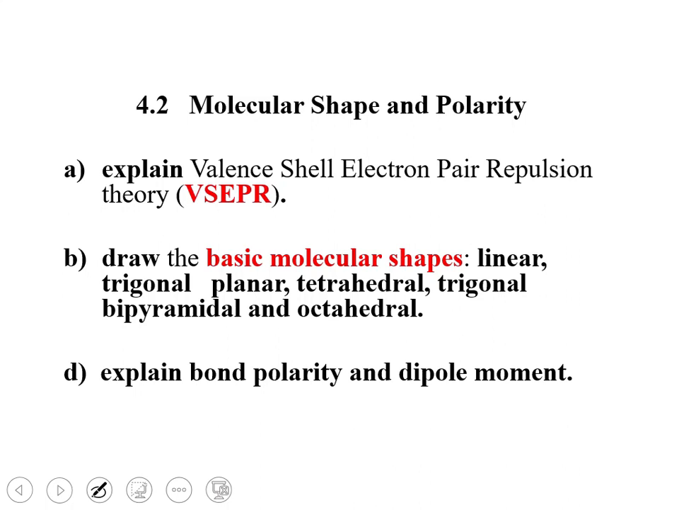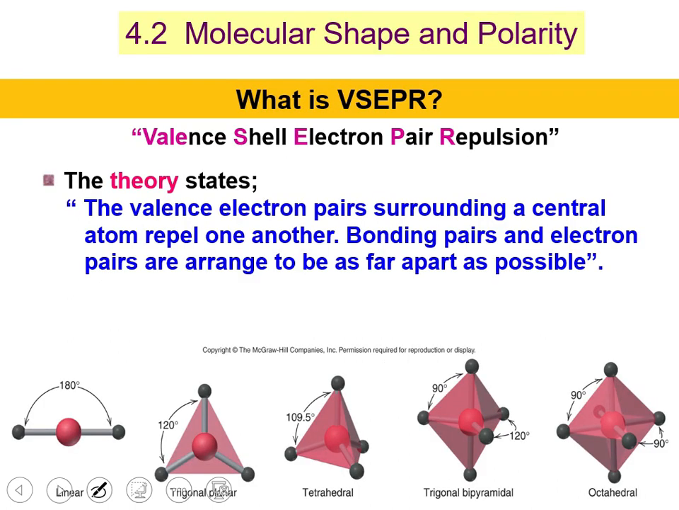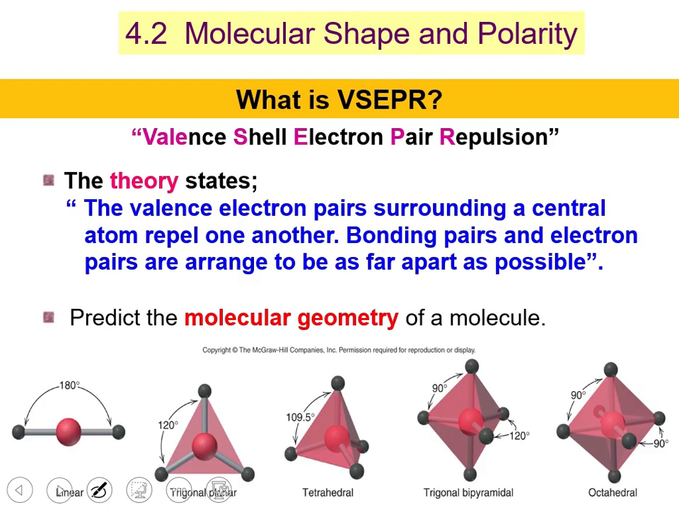Okay, next one. In molecular shape and polarity, you will be learning to explain the VSEPR, draw the basic molecular shapes, and also explain the polarity and dipole moment. Okay, let's see what VSEPR is. This one involves covalent bonds only.